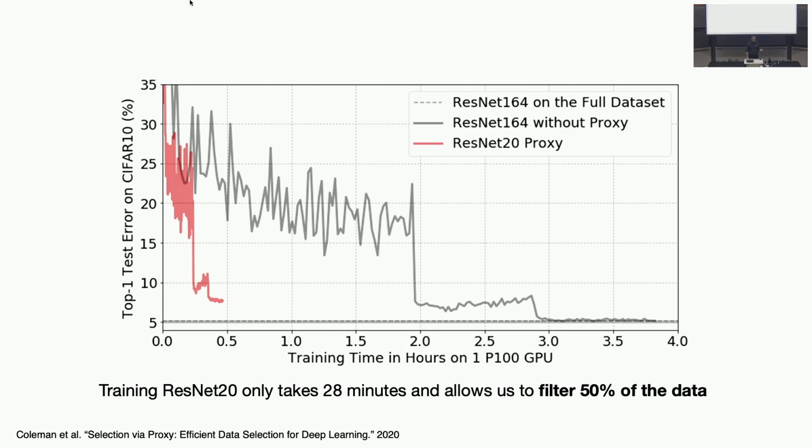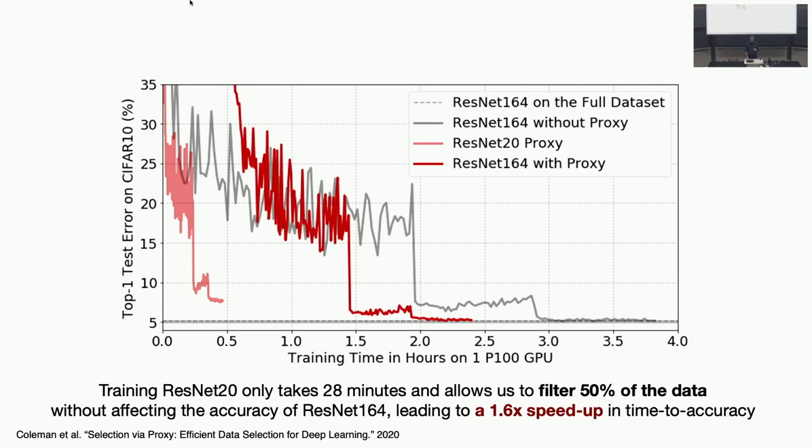But we can use that model. It only takes 20 or 30 minutes to train. And we can filter out 50% of the data that is the least valuable based off of our criteria. Then we can train our large model on the remaining 50% of the data. What we find is that, even though we're using half of the overall data, we don't affect the final accuracy that we get with the large ResNet-164 model, and we end up speeding up the end-to-end training time by 1.6x. That's including training the small model, filtering out the data, and then training the large model on that subset, even in this very carefully curated data set of CIFAR-10.